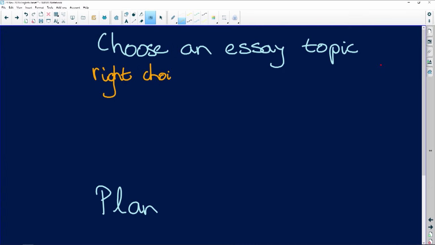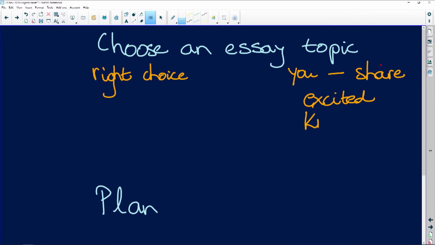So the first thing that you need to do is to think about what you want to write about. What do you want to share? What are you excited about? What do you know a lot about? What are you very interested in, that you are an expert on, and so you could make it interesting for somebody else? So I would suggest that's the first thing.